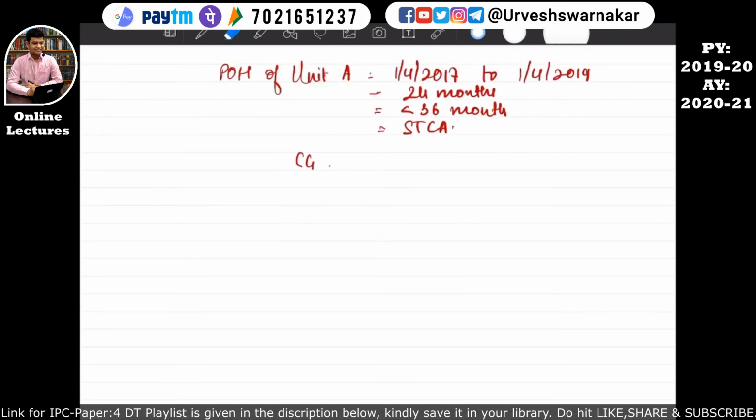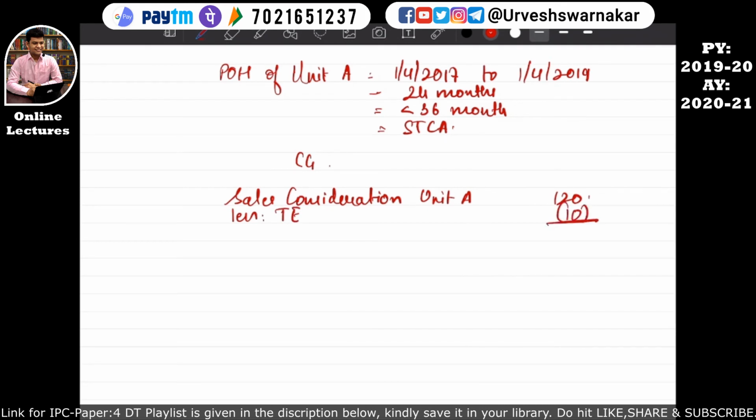Let's assume that the sales consideration of unit A is 120 lakhs. Transfer expenses are reduced from this sales consideration, so let's reduce the transfer expenses. Let's assume the transfer expenses are 10. So our net consideration is equal to 110 now, and we need to reduce the net worth in order to calculate the short-term capital gain. I hope this is quite clear. So let's calculate the net worth.